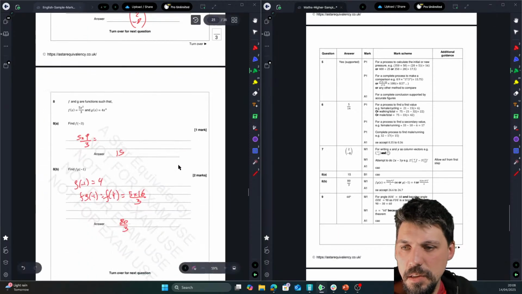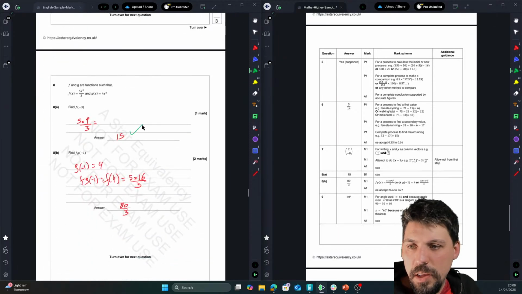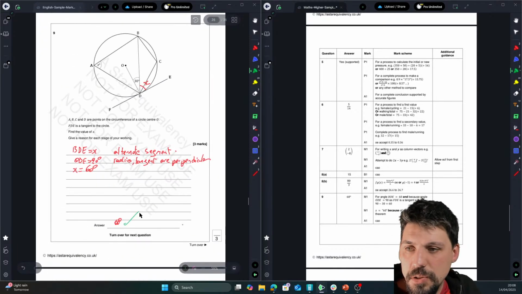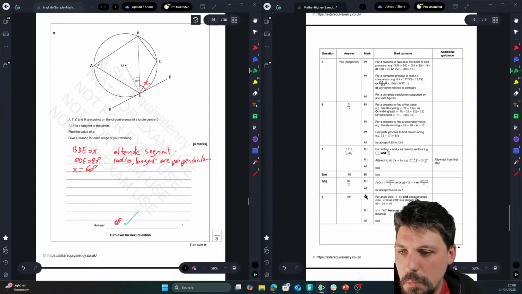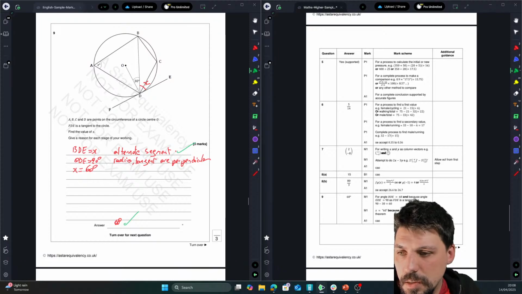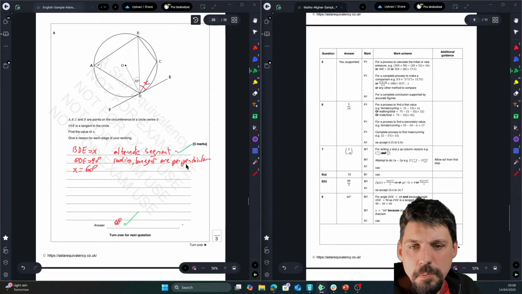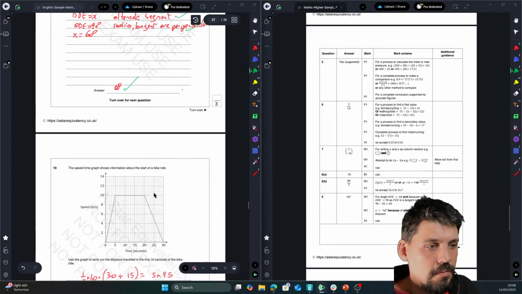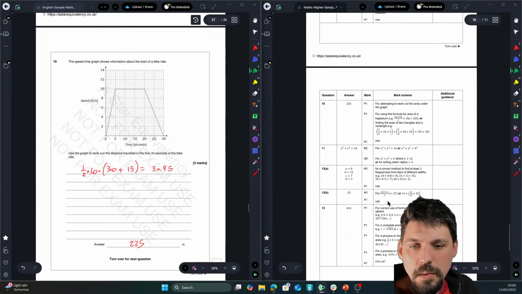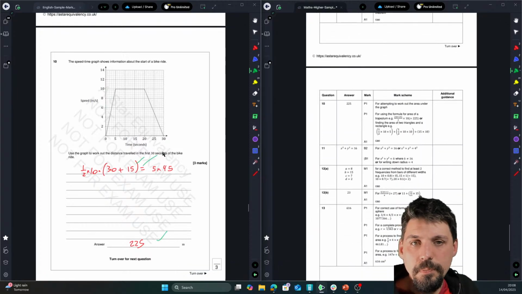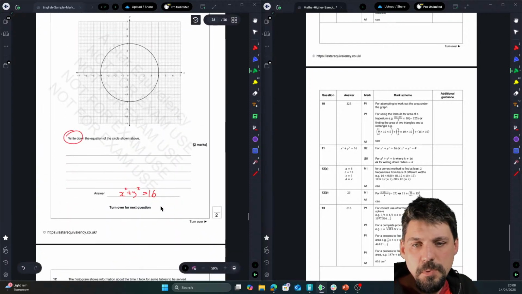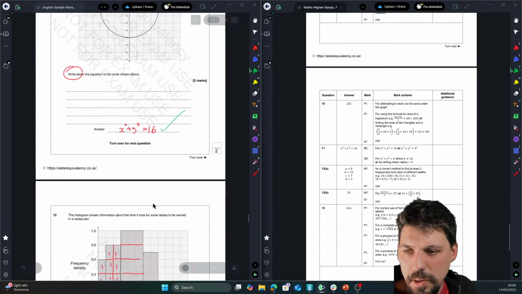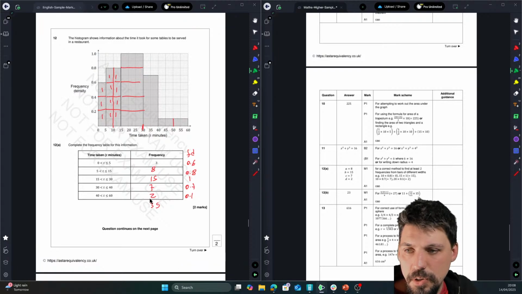2 minus 8. Right, here's where it's getting weird. 15, 80 over 3, so that was fine. 60 degrees. Let's just make sure. Where do I get the marks for? Alternate segment. I get a mark for that. And perpendicular and angle and so on and so forth. So that's fine. 60 degrees. 225. Yep. I mean, x squared plus y squared equals 16. Yep. And now I think we're slowly but surely getting to the good stuff.